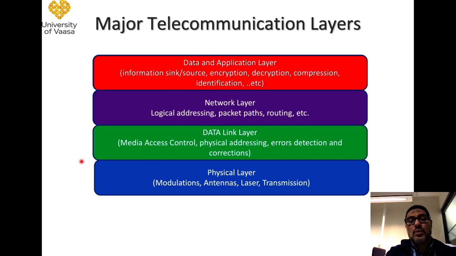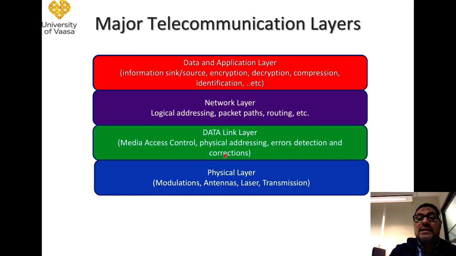In the 4 layers, we have the physical layer. It's called the physical communication, where we have the modulation, the antennas. It can be laser, or it can be electromagnetic wave, or it can be whatever. So this is the physical layer, where we have the physical part.